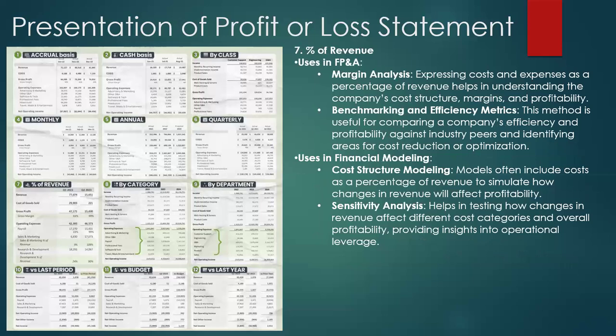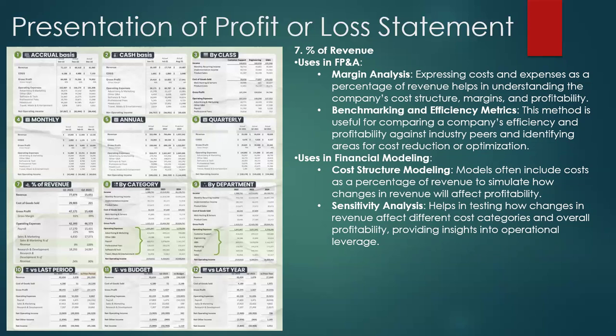So the seventh is very important. You prepare your profit and loss as a percentage of your revenues. You prepare your profit and loss on the basis of revenue. Revenue is your base line for the percentages. First of all, if we look toward the FP&A analysis, you have to see the margin analysis. It expresses the costs and expenses as a percentage of revenues, helping in understanding the company's cost structure and margin profitability.